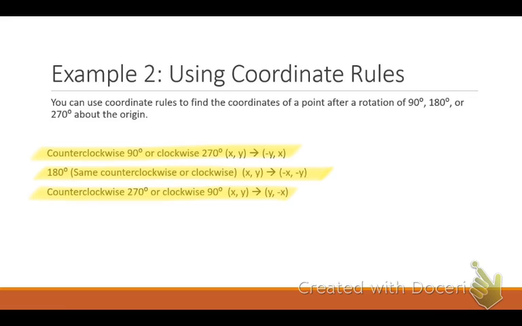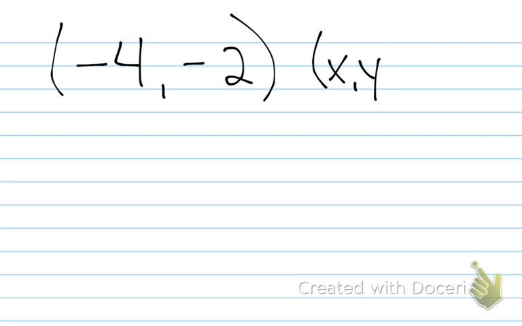All right, so you have your rules written down. I'm going to switch slides. Does everybody have your rules written down? Okay, so let's do 180 degrees. I'm going to give you an ordered pair: -4, -2. Well, 180 degrees says that I take x, y, whatever those are, and I do -x, -y.